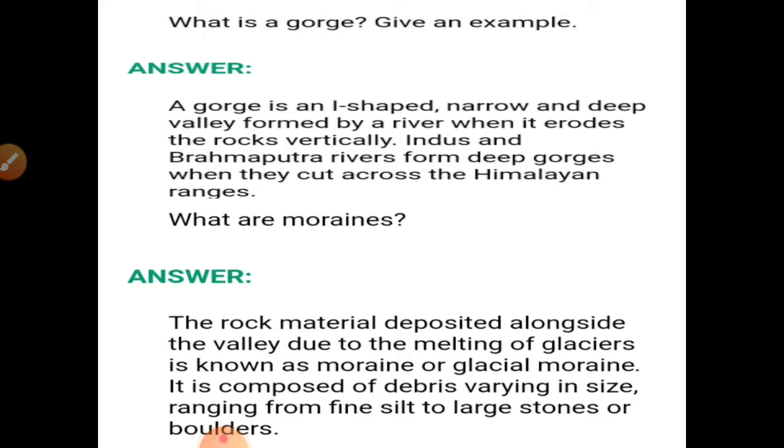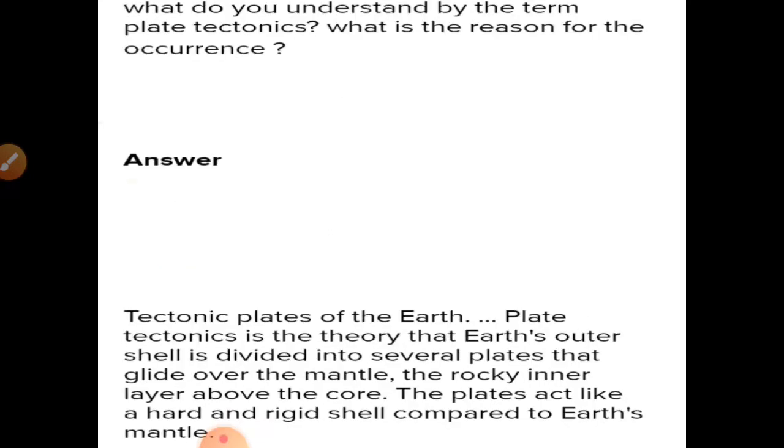Okay, it is composed of debris varying in size, ranging from fine silt to large stones or boulders. Okay, so students, here we complete our D part. Now we are moving to E part, and in E part we have first question: what do you understand by the term plate tectonics? What is the reason for its occurrence?